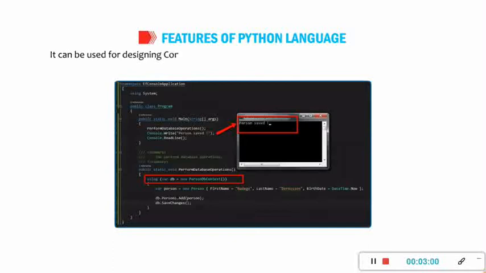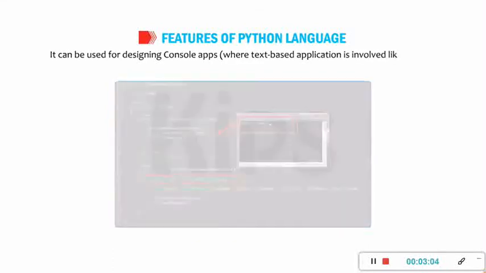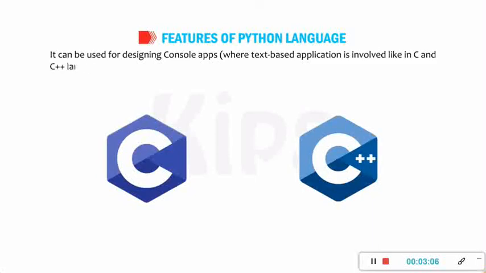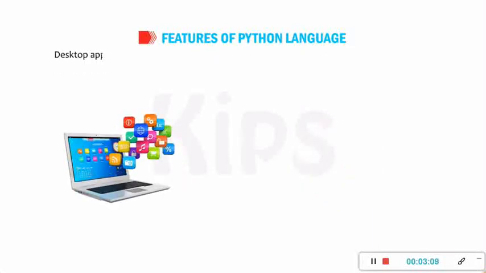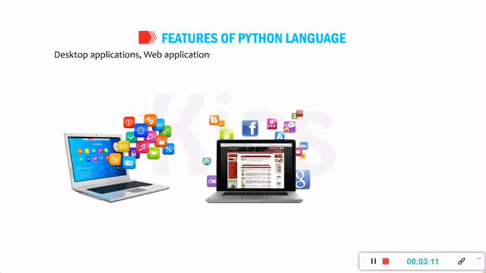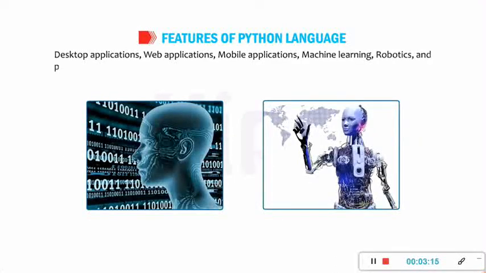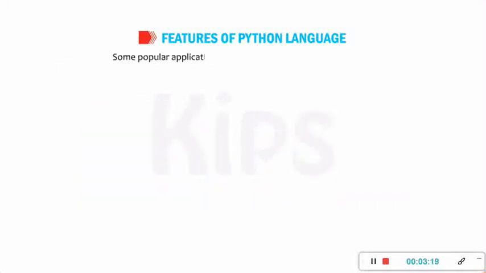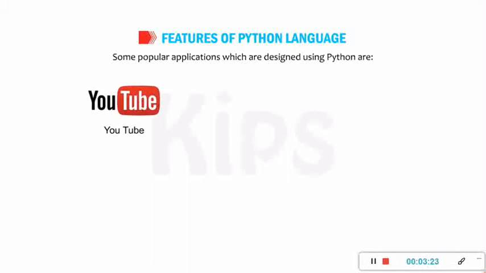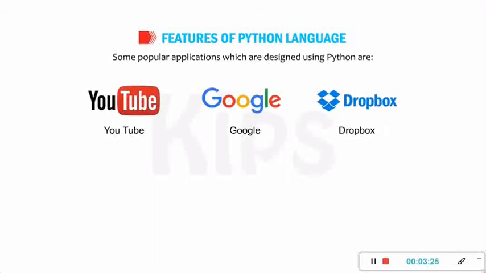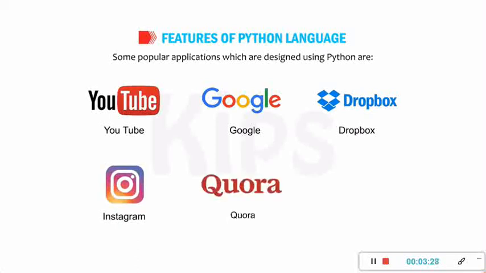It can be used for designing console apps where text-based applications are involved, like C and C++, desktop applications, web applications, mobile applications, machine learning, robotics, and performing scientific computing. Some popular applications which are designed using Python are YouTube, Google, Dropbox, Instagram, Quora, BitTorrent.